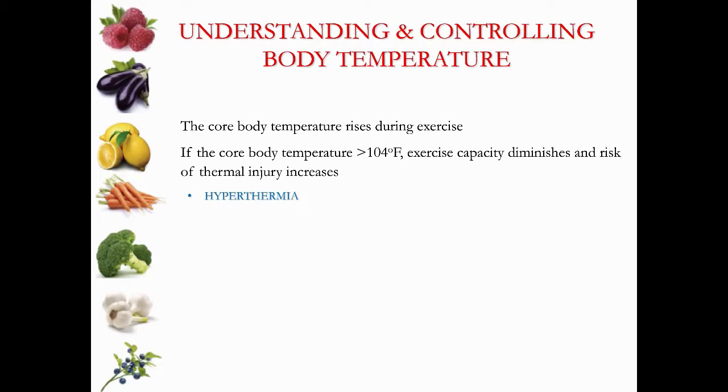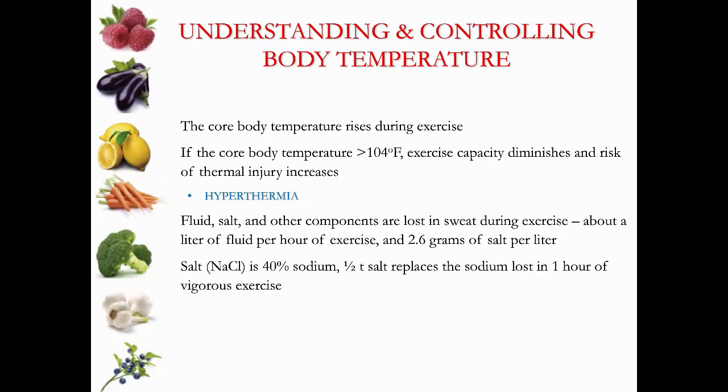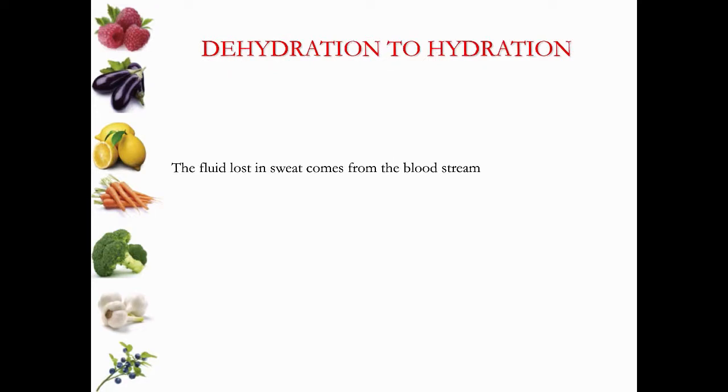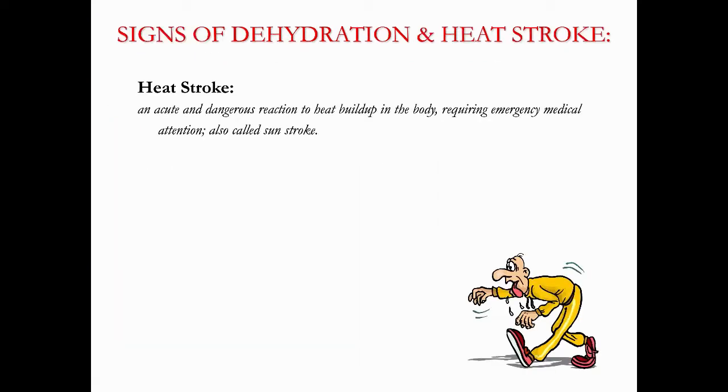Hyperthermia is an increase in blood temperature. Not only are you losing fluid, but you're losing salt and other electrolytes. Sodium and chloride are the electrolytes that the body is losing in sweat. And the fluid that's lost comes from the part of the bloodstream that's referred to as plasma. We have blood and we also have a reservoir of plasma, and that volume is the fluid that the body will lose during sweating. Once plasma volume is depleted, aerobic exercise capacity decreases severely because dehydration may be getting out of control, and the person may be developing heat stroke.